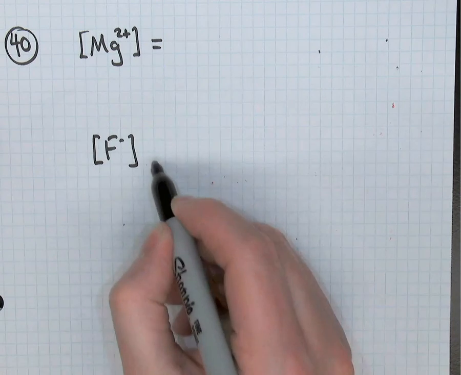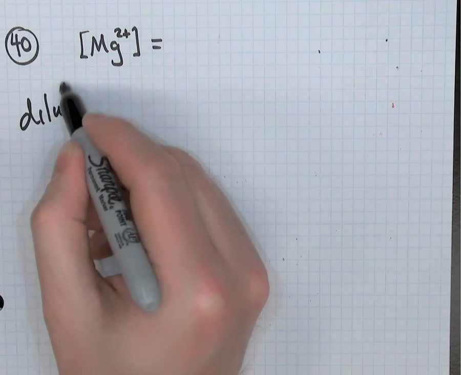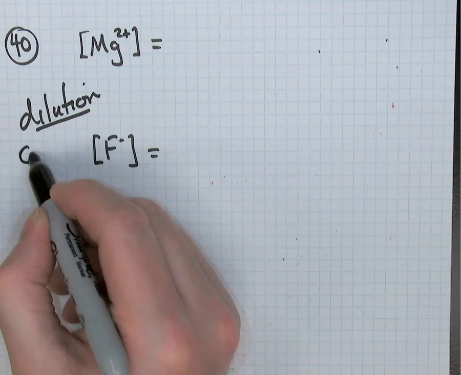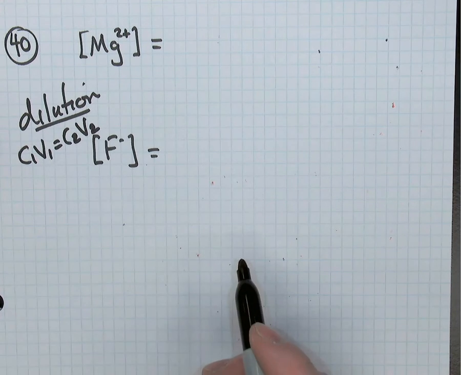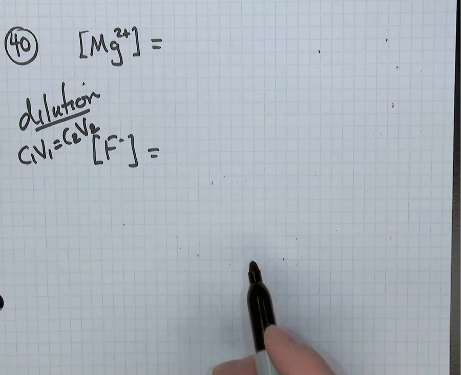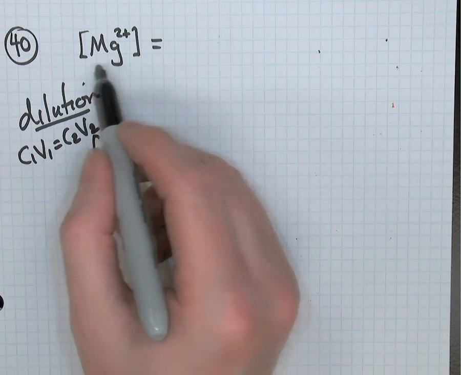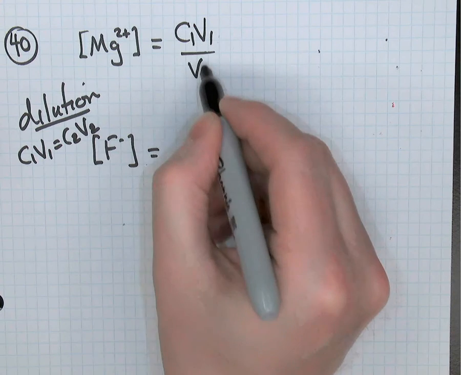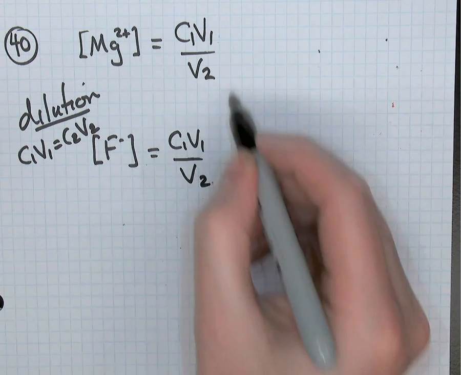And to do that, we realized that by mixing the two solutions, we were actually doing a dilution. When you mix two solutions, C1V1 has to equal C2V2. The moles before must equal the moles after when you dilute. So the concentration after we mix, which is C2, would equal C1V1 divided by V2. And that's true for both ions.